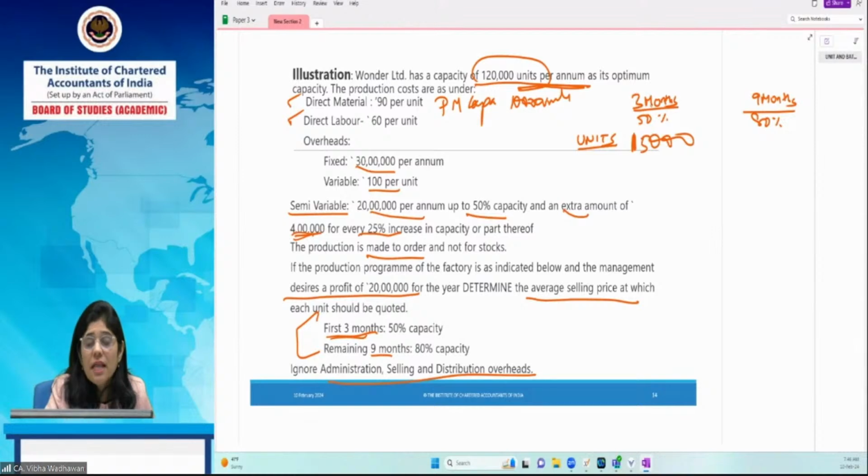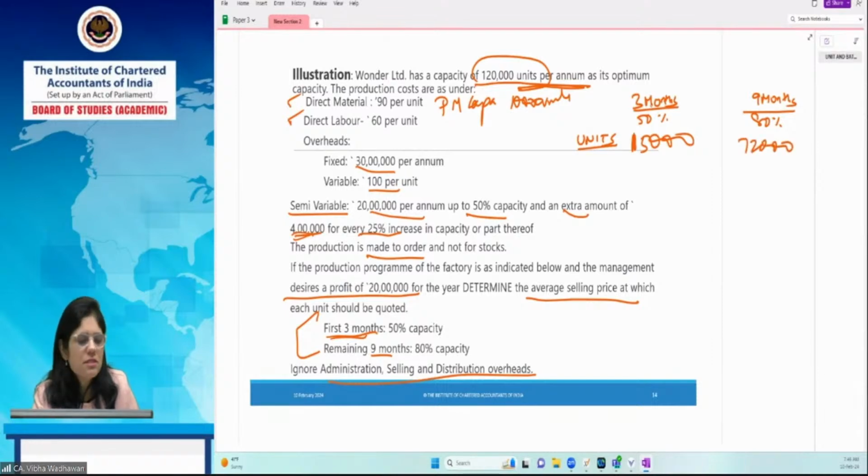90,000 units for 9 months. But we are operating at 80%, so it will be 72,000 for 9 months. All right. So 15,000 for 3 months and 72,000 for 9 months. And this is how we have to do.